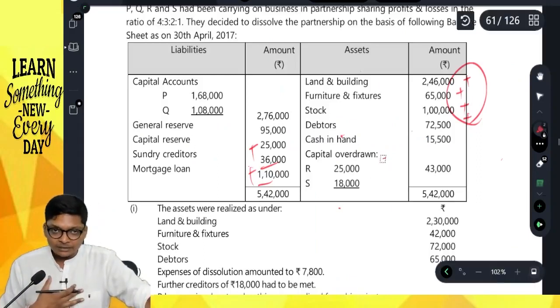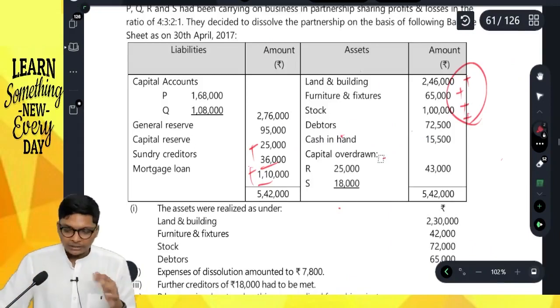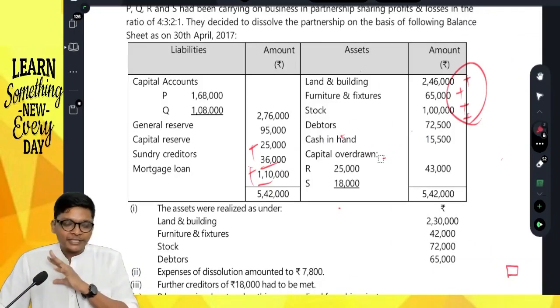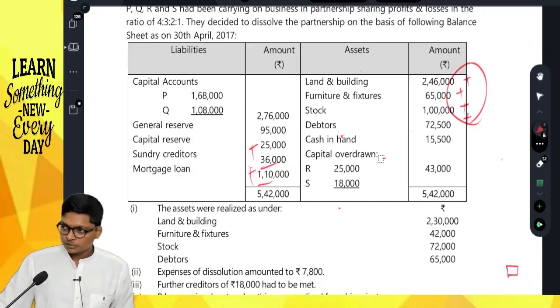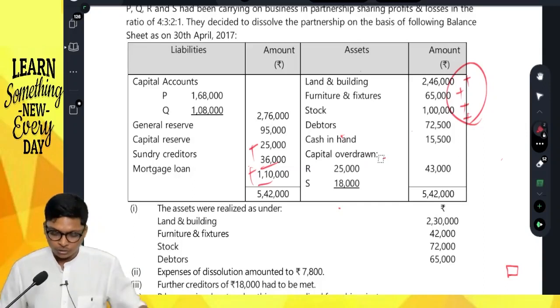The ICAI study material in some sums uses sundry assets, sundry liabilities. If you have seen, I don't know if you have noticed. Some sums they do it, but just because they use it, you can't do that. Maybe one or two sums. I don't know, I remember seeing. I don't know which chapter also. Okay.